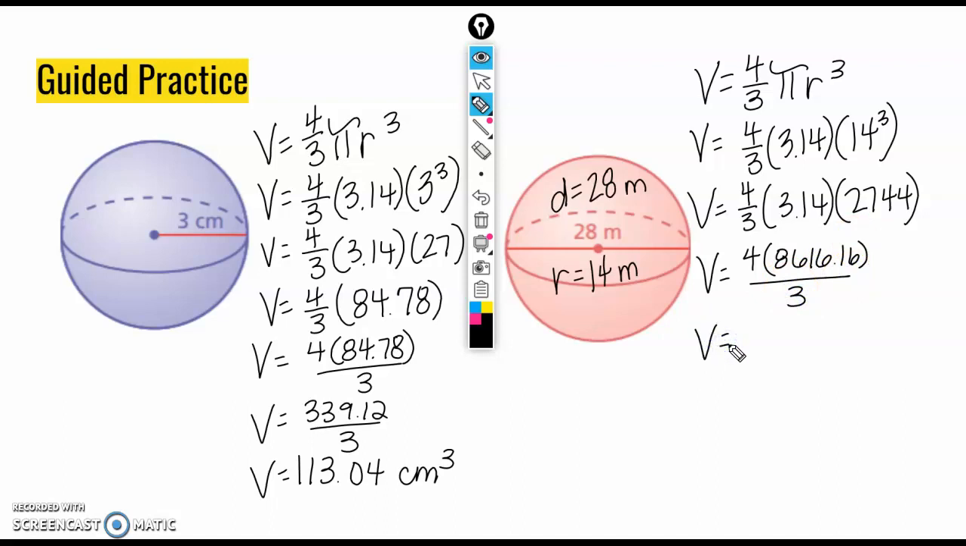So 8,616.16 times 4 would give us 34,464.64, divided by 3 gives us a volume of 11,488.21, when rounded to the nearest hundredth, meters cubed. And this is how you find the volume of a sphere.